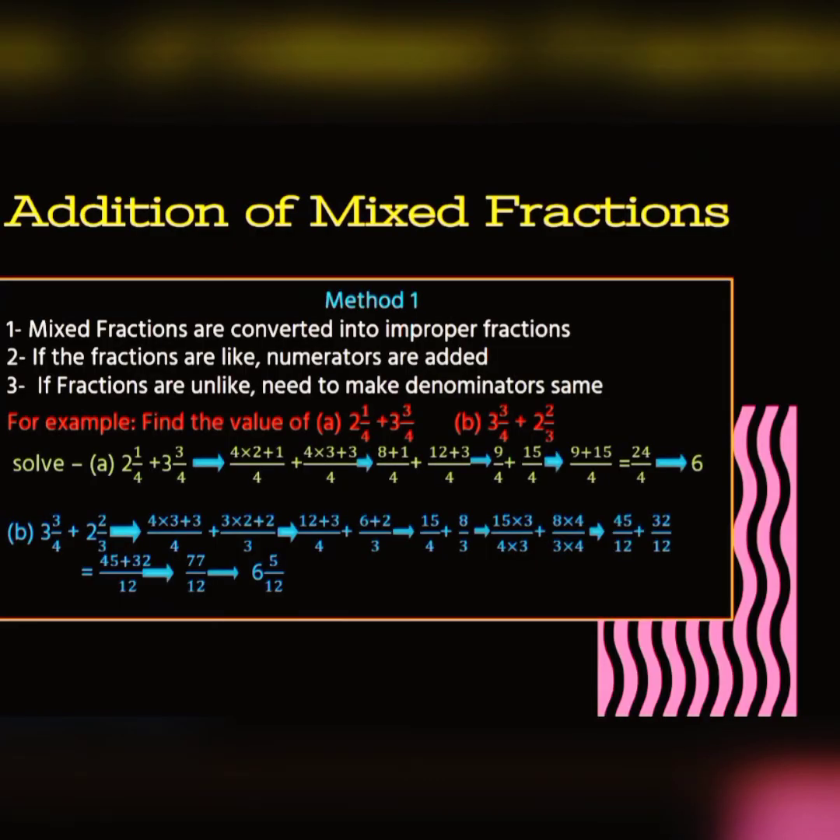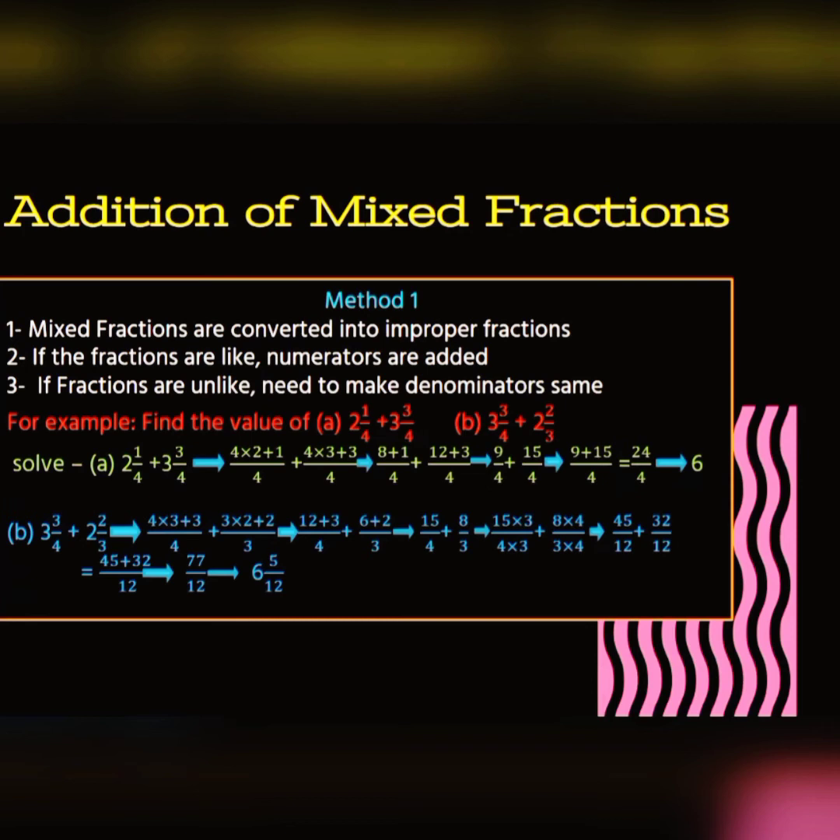If the fractions are mixed, how can you find the addition of the mixed fractions? So the first method is given. Mixed fractions are converted into proper fractions. Second step, if the fractions are like, the numerators are added. If the fractions are unlike, you need to make the denominators the same.